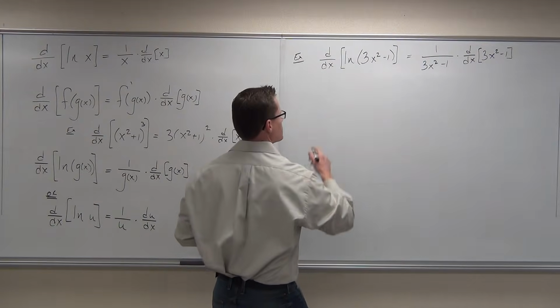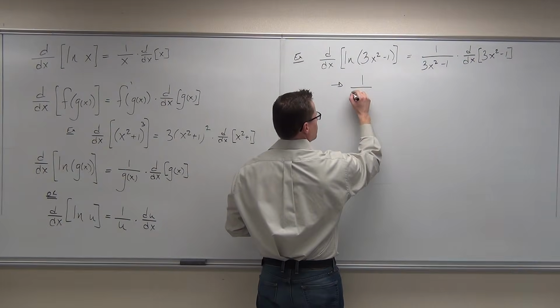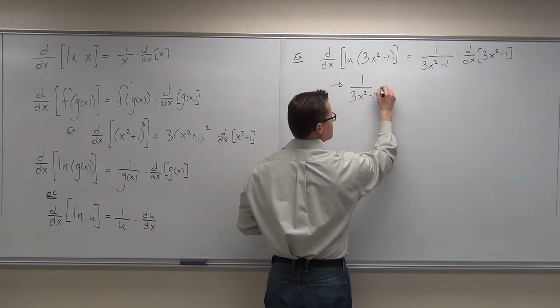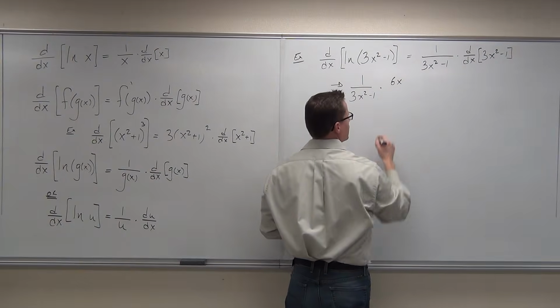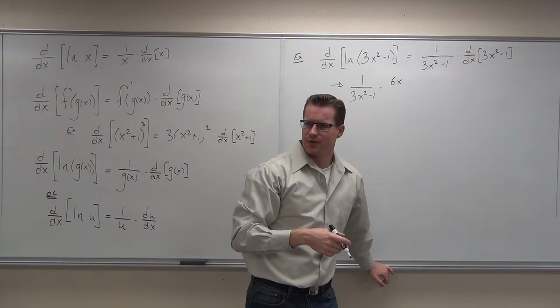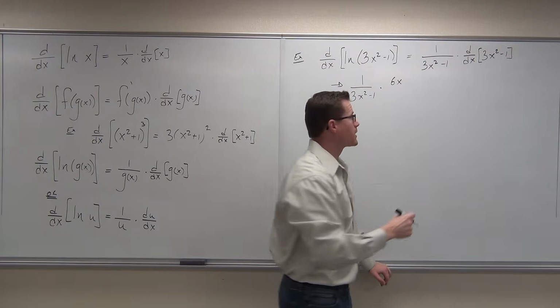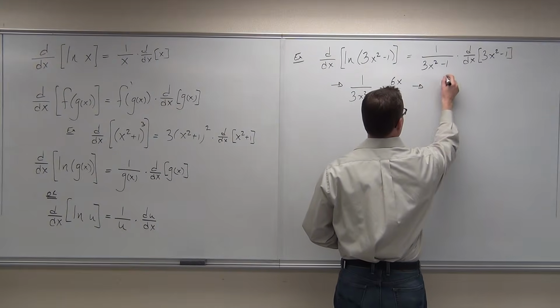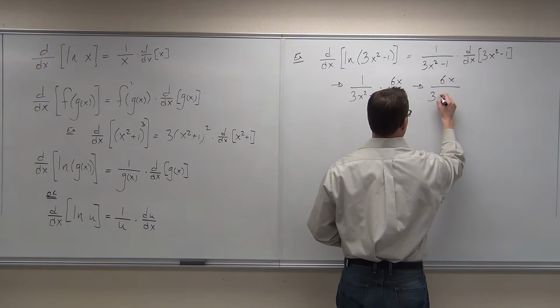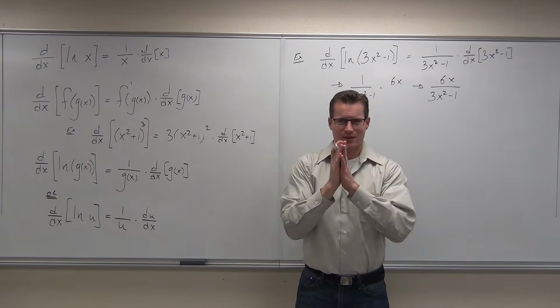6x. Fantastic. So we're going to have 1 over 3x squared minus 1 times 6x. Where's the 1 go? Turns to 0. Yeah, sure. The derivative of any constant, always 0, so we're good on that. Put it together, make one fraction out of it. I pray that you get the right answer here.